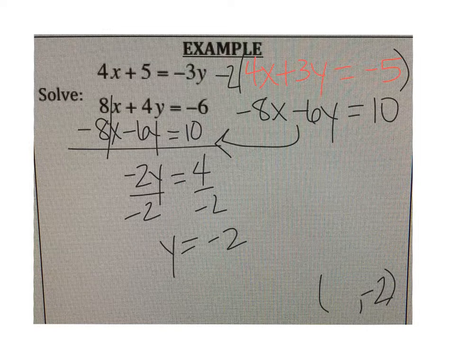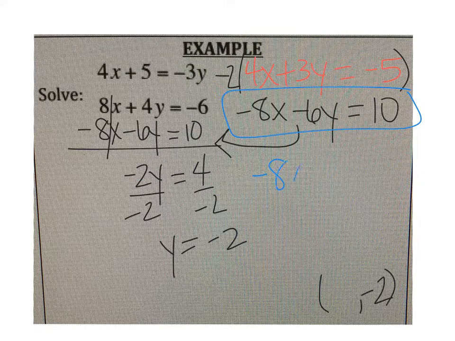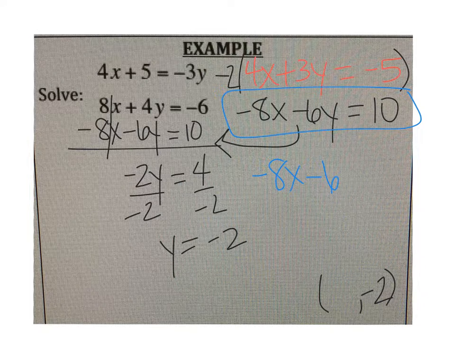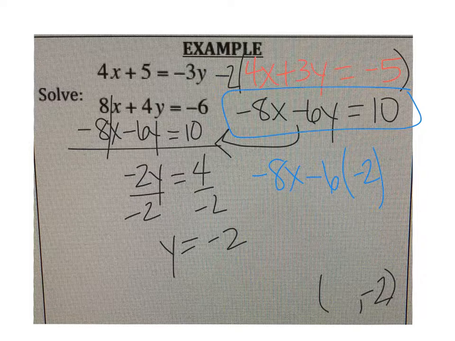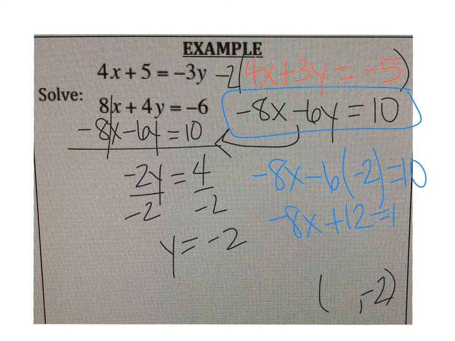Now I'm going to go ahead and put that negative 2 into one of my equations. Okay, so I'll just go ahead and put it in this equation right here. So I have negative 8x minus 6, but instead of the y, I know what y is now. I can put in the negative 2. Okay, and I'm going to equal 10. So negative 8x, we're going to go ahead and evaluate the negative 6 times negative 2 to be positive 12, equals 10 still.